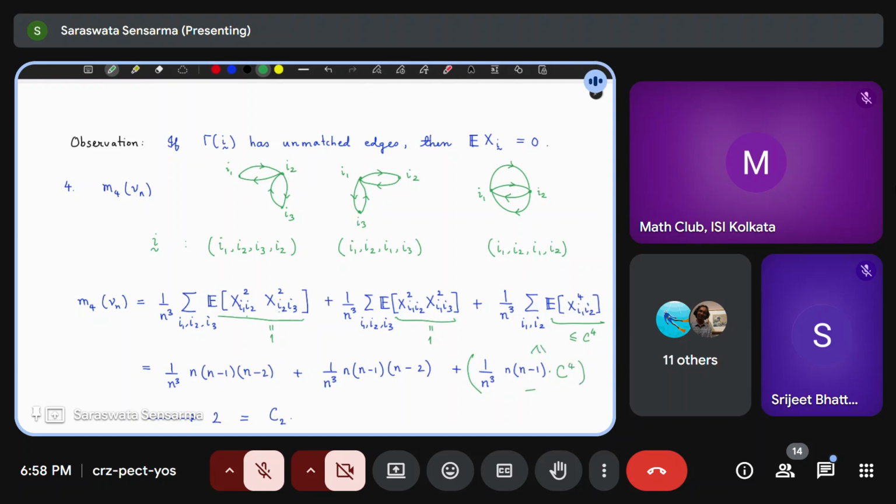However, these two terms don't go to 0. There are three choices, I1, I2, I3. So there's n into n minus 1 into n minus 2 ways of doing that. So that converges to 2. Like this converges to 1, this to 1. And that is indeed our second Catalan number. So now the question is, how do we do this in a more systematic manner?